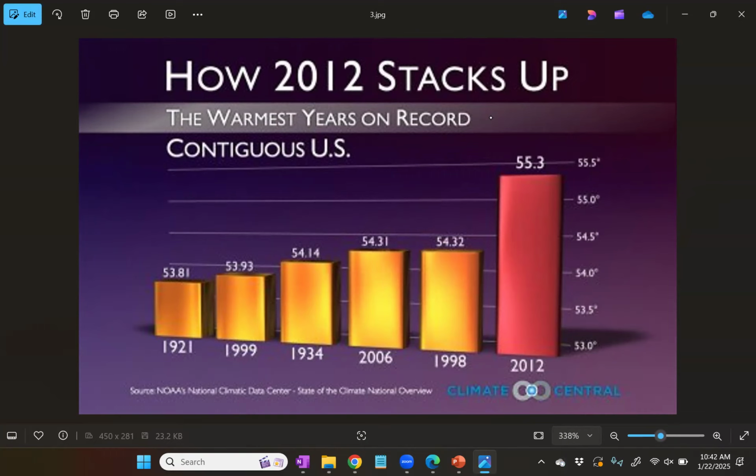I really need to get some updated data. This is from 2012. So, is this data presented in a logical order? No, it's not, because we go from 1921 to 1999 to 1934 to 2006. We're bouncing around our years. How should this have been presented? Probably from the first year to the last year, like in year order, right? That makes sense.